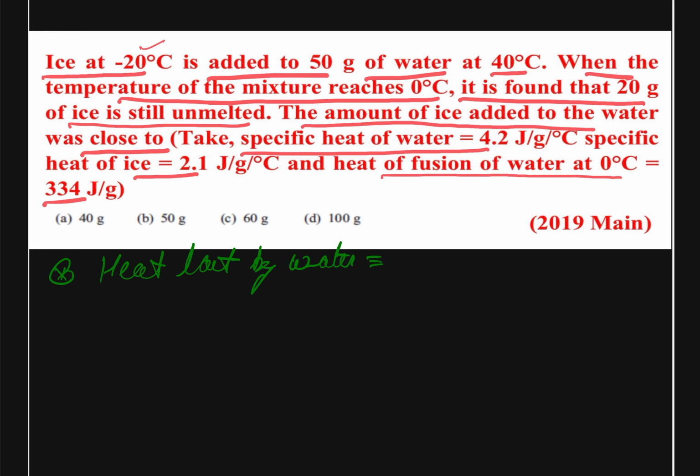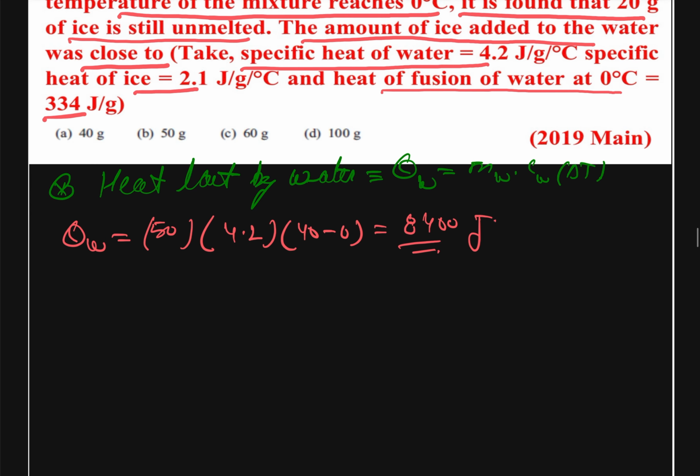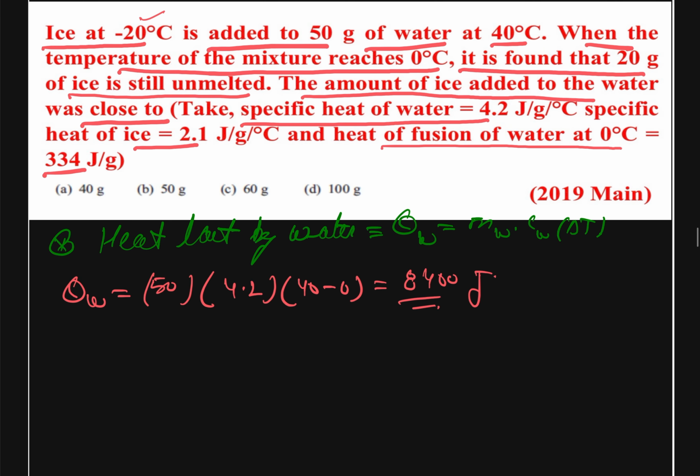Which is our QW, and that will be equal to our mass of water, specific heat of water and delta T. So we get Q of W is equal to 50, everything is in grams, so this is 4.2, and it is given in degree centigrade, so this will be 40 minus 0, giving us 8400 joules.